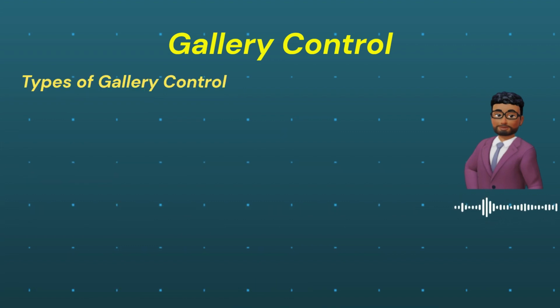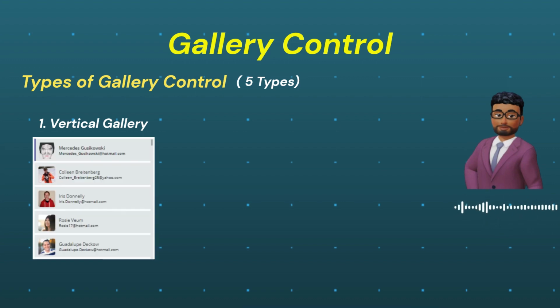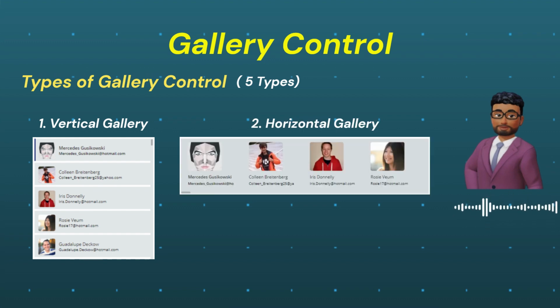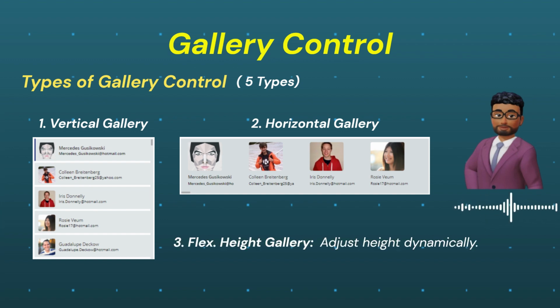Now let's see what types of galleries we have. So we have around 5 types of gallery, and the first is the vertical gallery. This type helps us display data items typically in a list format. Vertical galleries are commonly used for displaying long lists of data such as customer records or product catalog entries. Second comes the horizontal gallery, which helps to display data items typically in a row format. Users can scroll sideways to view additional items, making it suitable for presenting data with horizontal orientation such as images or product catalogs.